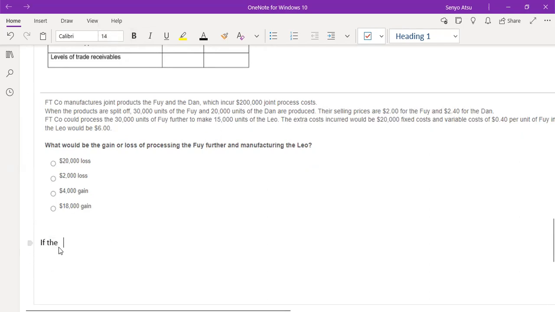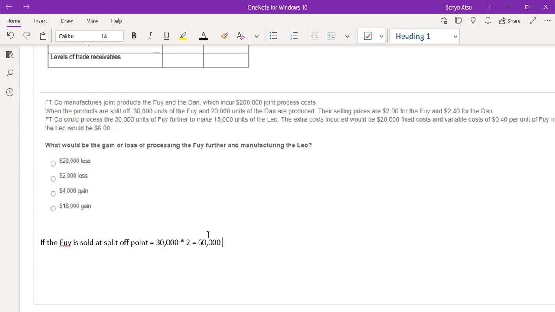If the F is sold at split off point, meaning you don't further process it into a new product called a LEO, you've got 30,000 units of it, which at that point you can sell for $2 and make $60,000, full stop.